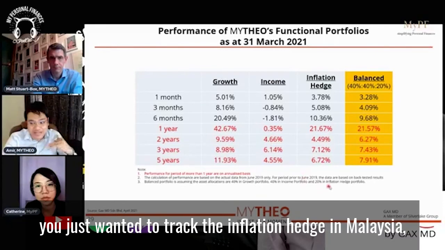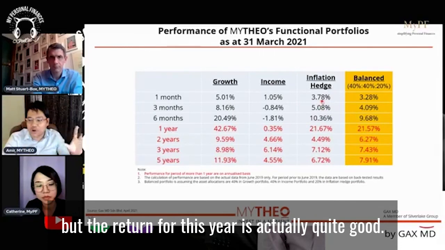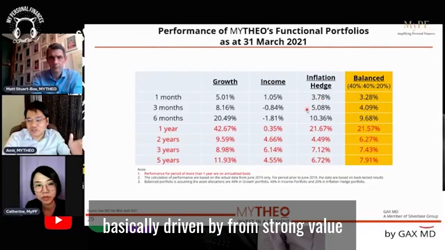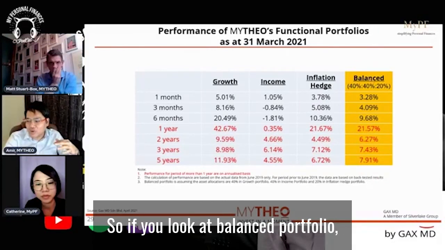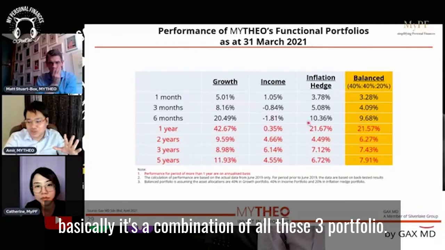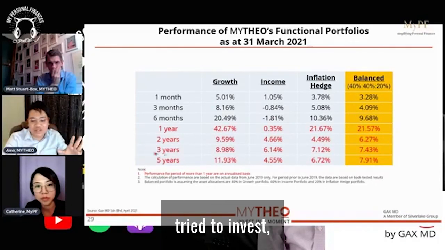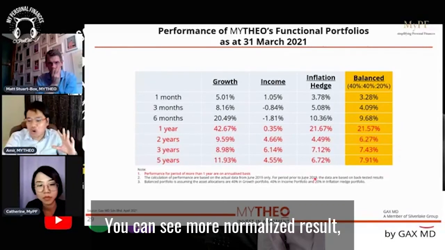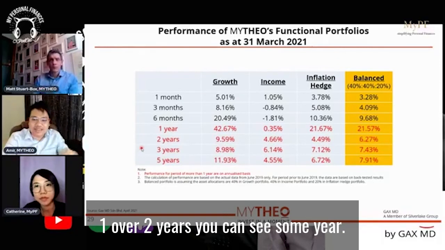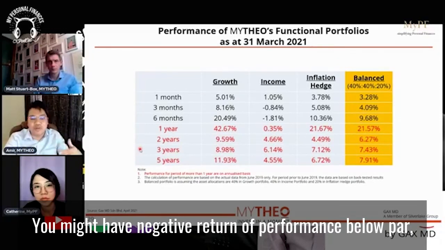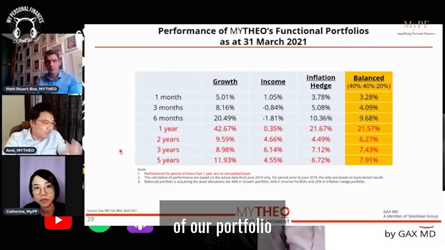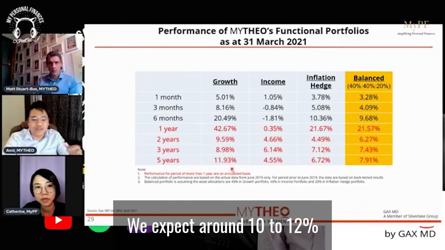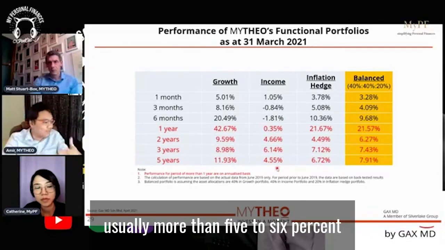The inflation hedge portfolio just wants to track the inflation hedge in Malaysia, but the return for this year is quite good, basically driven by a strong rally in crude oil price and the real estate sector in the US. The balanced portfolio is basically a combination of these three portfolios. If you want to be invested, try to invest at least 3 to 5 years, and you can see more normalized results. Over 1 to 2 years, you might see some years with negative return or performance below par. But 3 to 5 years reflects the long-term return of our portfolio. For the growth portfolio, we expect around 10 to 12%. The income portfolio is usually more than 5 to 6%.